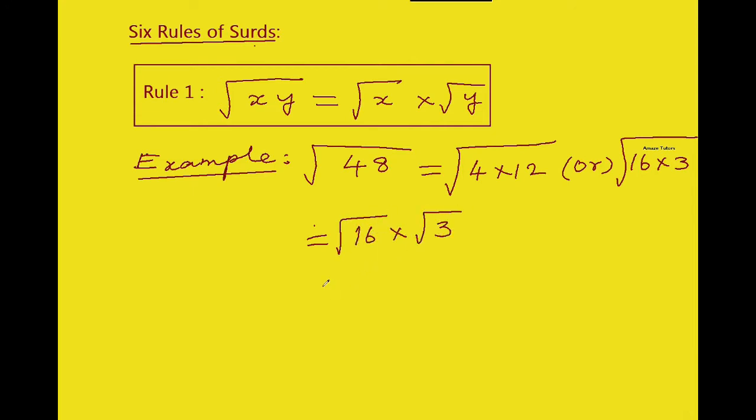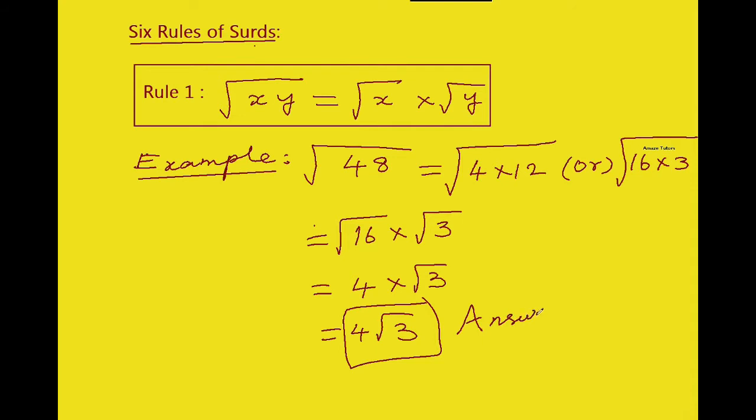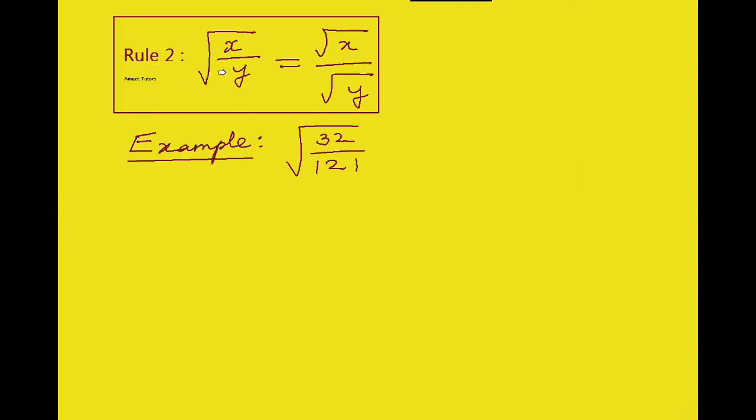Now obviously square root of 16, I know that it is 4. So 4 times root 3, or simply 4 root 3 is the final answer. So this rule can be used whenever you try to simplify the given surd. So you can split the multiplication. Let's see rule 2. Rule 2, division.